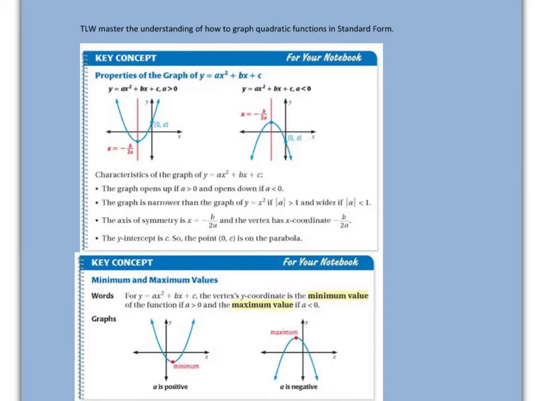Okay? But there are some things we need to be able to look at. So, we're looking at quadratic functions. It's either a U up or a U down. Okay? If you look, the characteristics of graphs. The graph, if a is greater than 0, so ax squared. If a is bigger than 0, it opens up. If a is less than 0, it opens down.